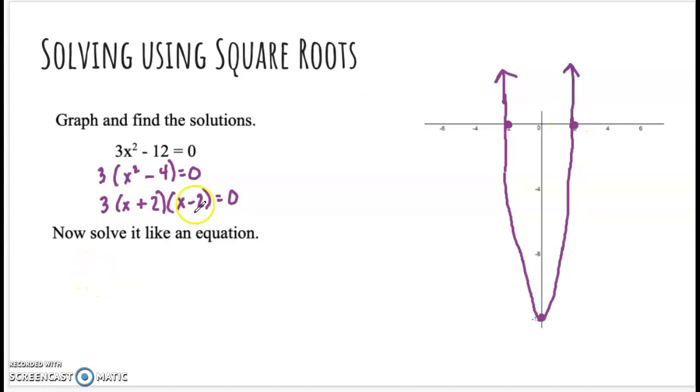All right, so we know that our solutions are going to be -2 and 2, because those are my x-intercepts. That's what my zero product property is telling me from factored form. But I'm wondering if I could have gotten there faster. So let's check it out, solving it like an equation.